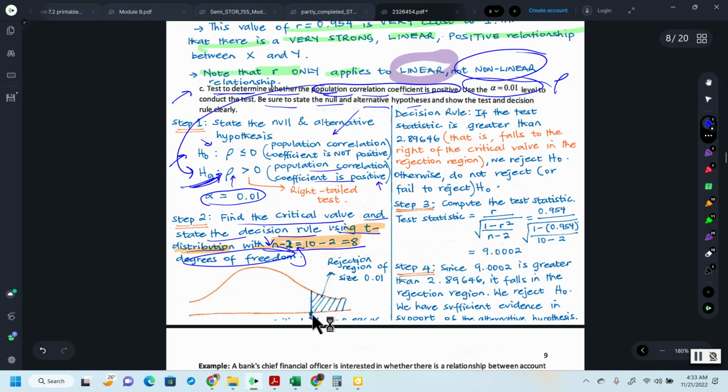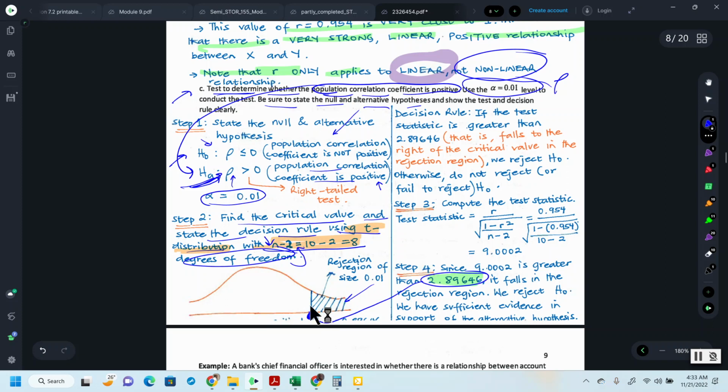Take that back to our working space. 2.89646. That is the value right here. So set that down. Take note that you have the rejection region. So any value above 2.89646 for the test statistic will cause us to fall in the rejection region. So any value of the test statistic that is bigger than 2.89646 will fall in the rejection region, which will cause us to reject the null hypothesis.